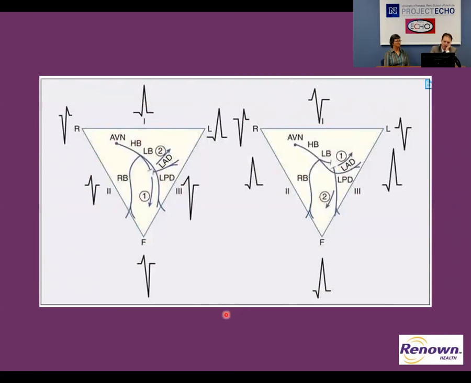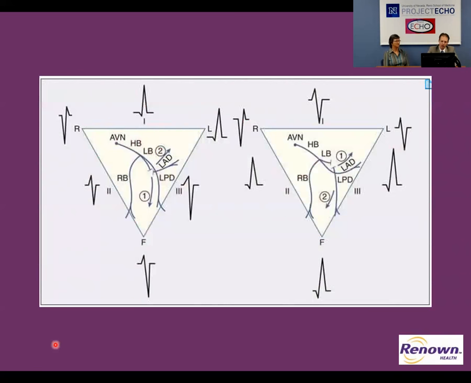So blocking the anterior fascicle, you've got this QR in 1, QR in AVL, RS in AVF. Posterior fascicular block, kind of the opposite, RS in AVL, and QR in AVF. But again, if you draw a line between AVL and AVF, they're just going to be mirror images of each other in either case. So fascicular blocks can be a little tricky.